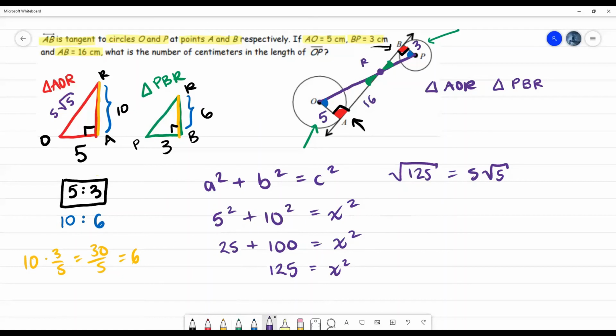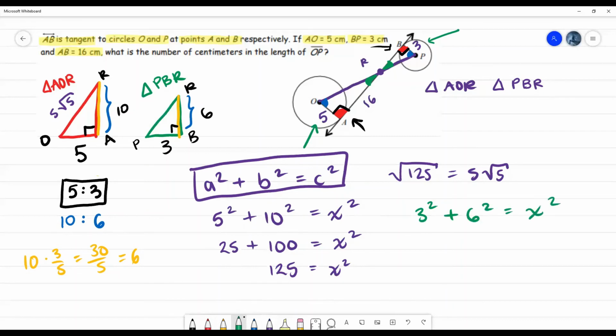We can do the same thing to triangle PBR using the same formula. So 3 squared plus 6 squared is equal to x squared. 3 squared is 9, 6 squared is 36, which is equal to x squared. 9 plus 36 is 45, equals x squared. So the square root of 45 comes to the simplified radical 3 square root 5. I'll also mark that on the diagram right here.